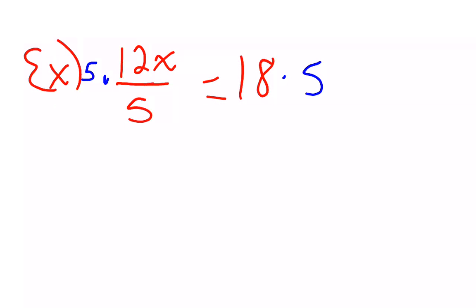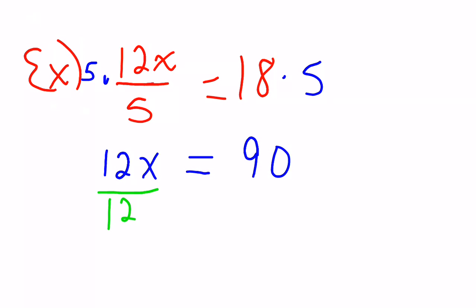And so again, just like we did on the last problem, we would see that the 5's cancel out. We're left with 12x this time on that side. And then we have to figure out what 18 times 5 is. That gives us 90. And now we have a second step here because we have 12 times x. So to undo multiplication, we're going to divide each side by 12. And then we have to figure out what 90 divided by 12 is. And that gives us 7.5.